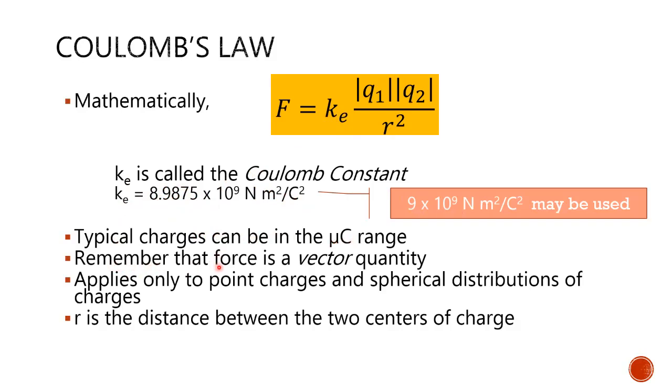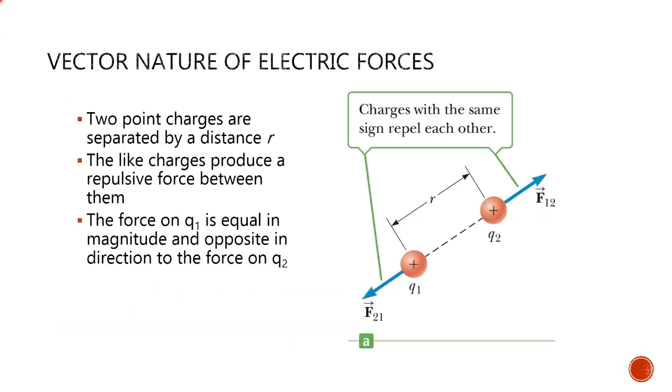Since we are talking about a force, we have to remember that forces are vector quantities, so direction is important. And this law applies only to point charges and spherical distributions of charges. This is the limitation. And r is the distance between the two centers of charge. For example, if we have these two positive charges, Q1 and Q2.